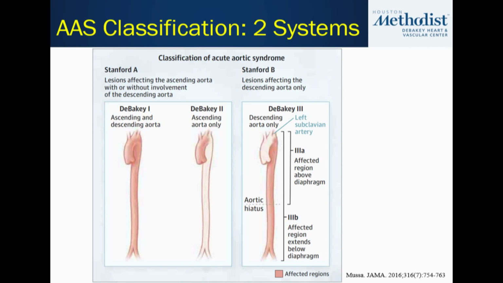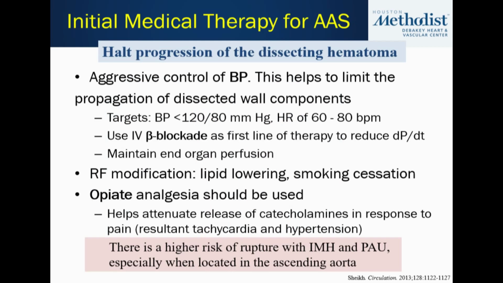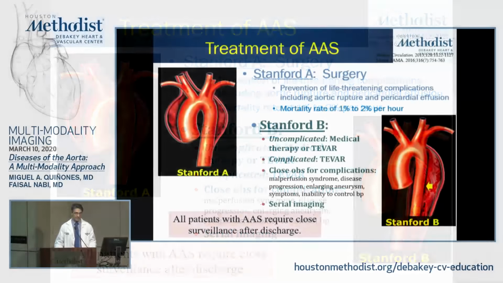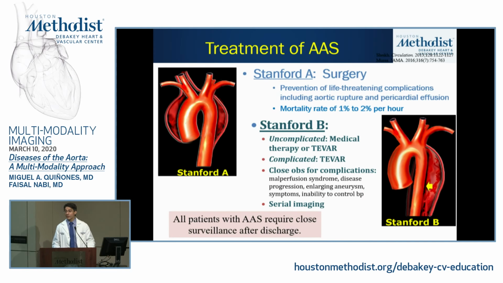You should know we classify them using the DeBakey, which involves the ascending aorta, there's the DeBakey classification, and then there's the Stanford classification. Stanford's a little bit easier. If it involves the ascending aorta, it's A. If it involves the descending aorta, it's B. So that's kind of simplified. Why it's important to grade, because if you are a Stanford A, this is surgery in order to prevent life-threatening complication. If you're a Stanford B, you're uncomplicated, you can be treated medically, whereas if it's complicated now, you can use TEVAR.